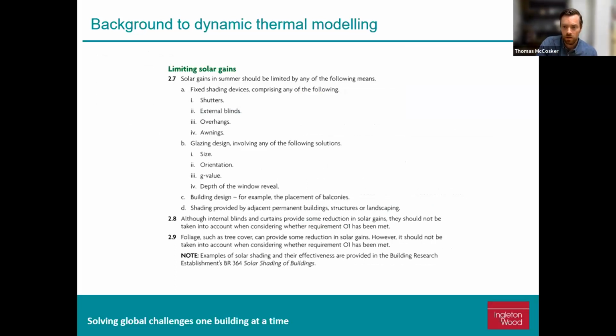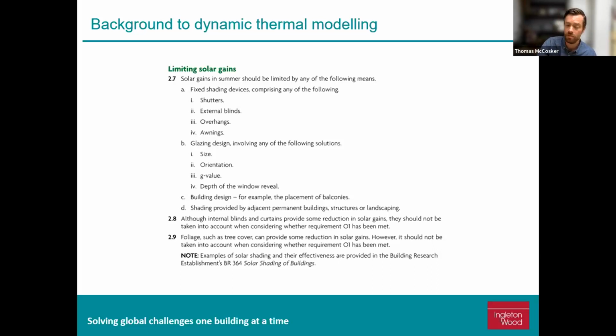Limiting solar gains is also a big difference between TM59 and Part O. As Jason mentioned before, the strategy doesn't change too much between the simplified or the simple and the dynamic options. We're still talking shutters, external blinds, overhangs, awnings.